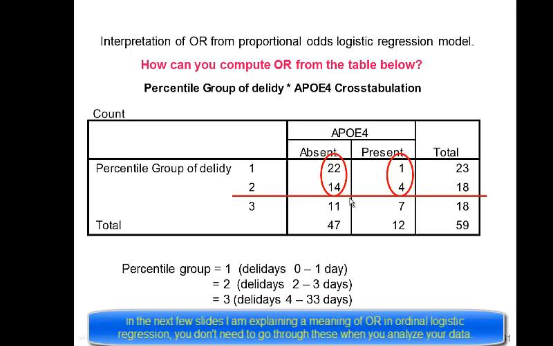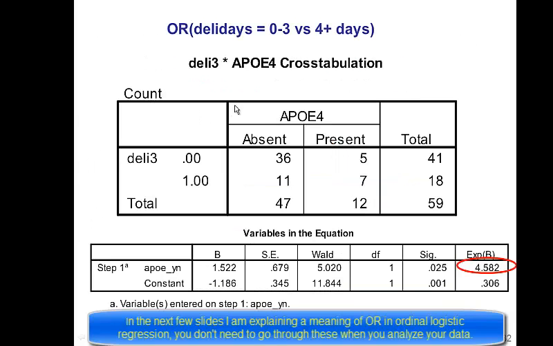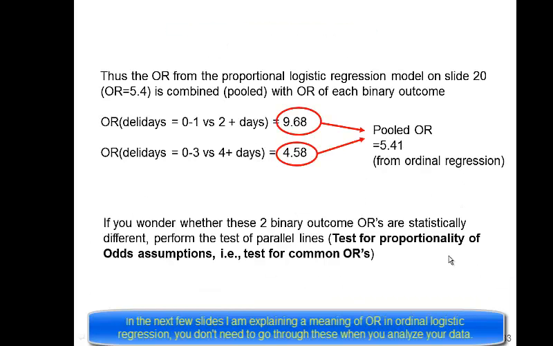Okay, so use the cutoff between 2 and 3, and 1 and 4 together, and 1 and 2 together. So you combine 22 and 14, and 1 and 4. That provides this 2 by 2 table, and the odds ratio for this is 4.582.